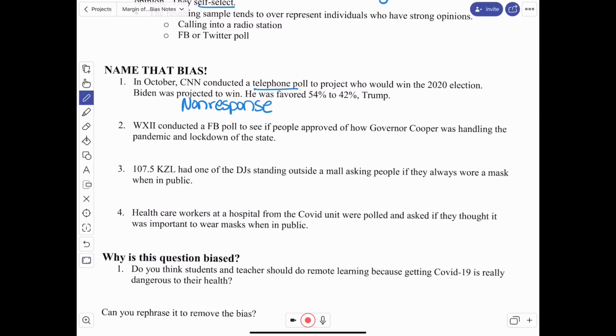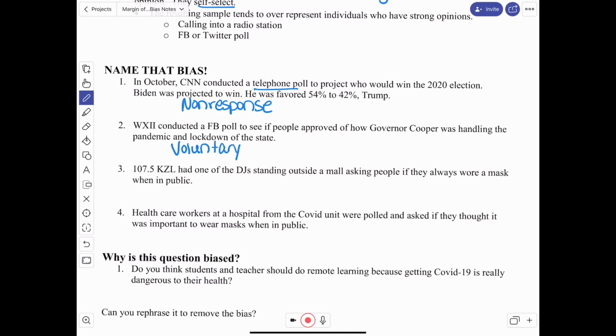Okay. All right, so WXII conducted a Facebook poll to see if people approved of how Governor Cooper was handling the pandemic and lockdown of the state. So obviously people have very strong opinions of Governor Cooper. They have very strong opinions of the pandemic and of the lockdown. So they're definitely going to give their opinion one way or the other. They either really, really agree with it because they may be scared of lockdown, or they just love Cooper and his politics, or the opposite. They hate Cooper and his politics, and they want to be out. They want to be doing things. So this would be a voluntary response.